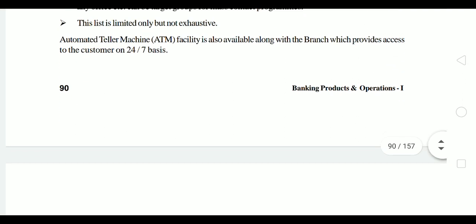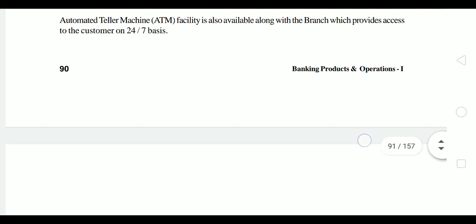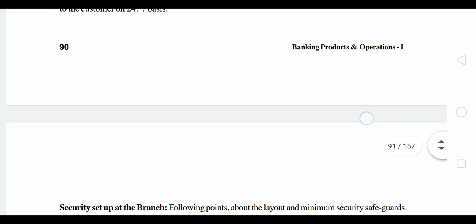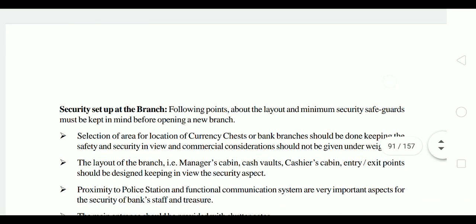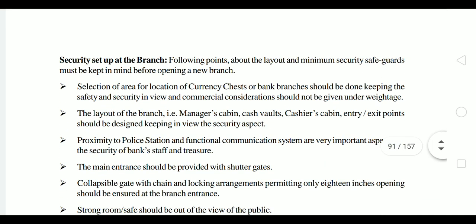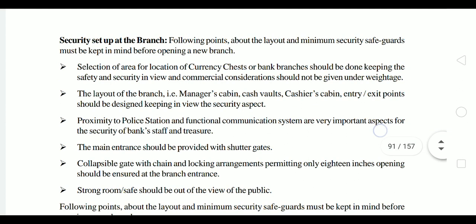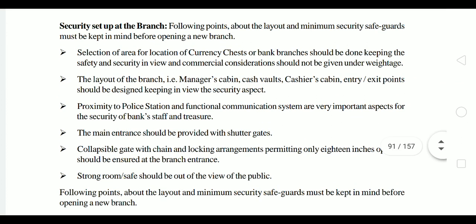Next, the branches also provide an automated teller machine facility, that is the ATM facility, which is available 24/7. Now coming to the next part, we have the security setup at the branch. In the security setup, there are some points that we need to keep in mind when we are opening a new branch. First of all, we should always look at the area of the location of the bank branch.